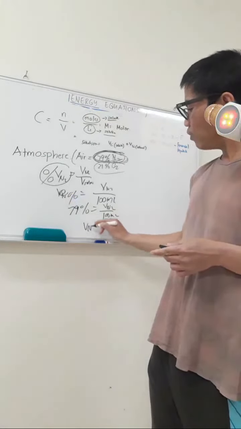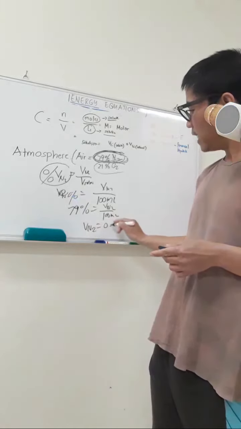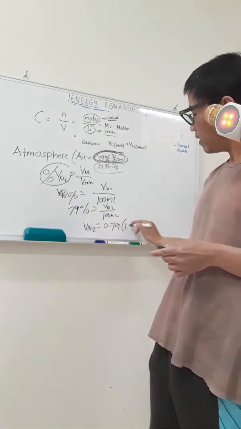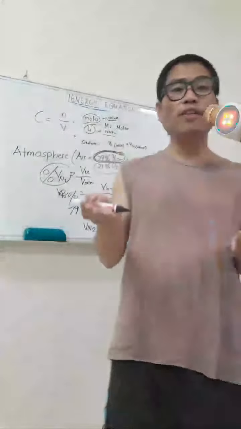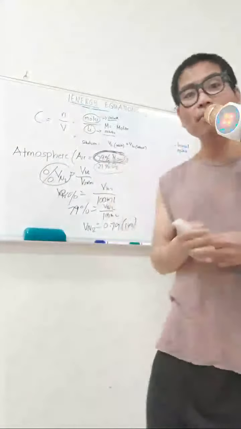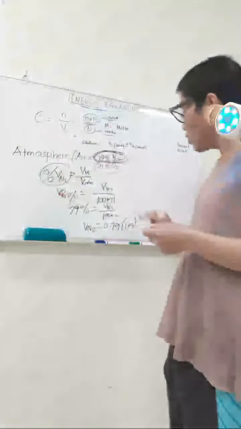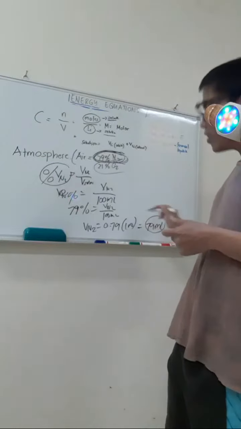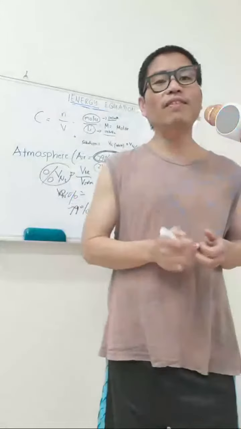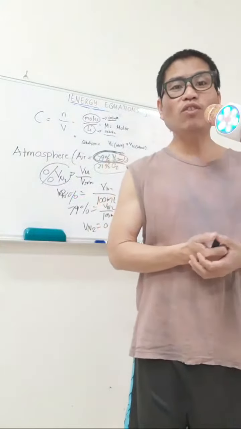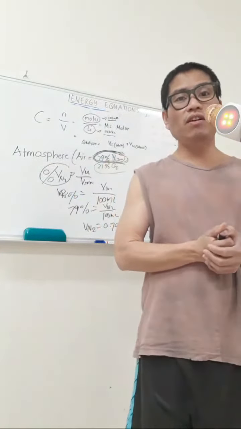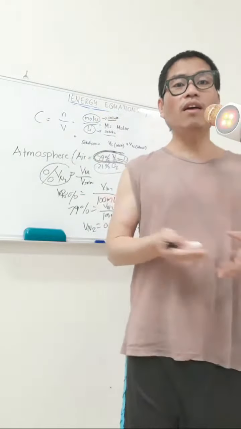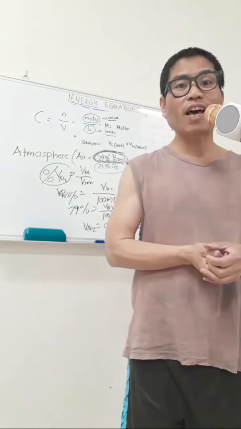Therefore, the volume of N2 is equal to 0.79 times 100, because 79% is just 0.79, multiplied by 100. So it will become 79 ml. So there is 79 ml of nitrogen in our atmosphere if we use milliliter as our basis of calculation.